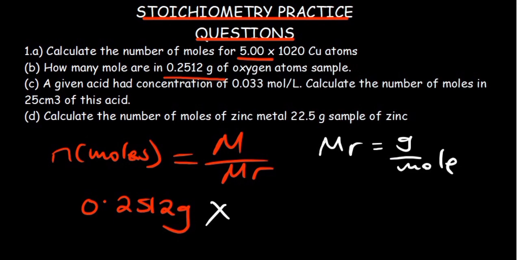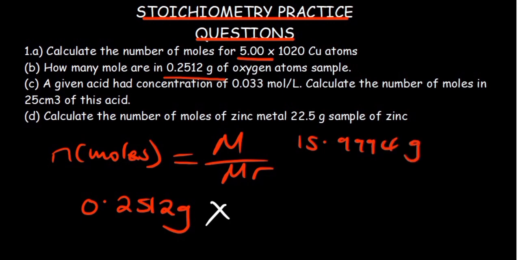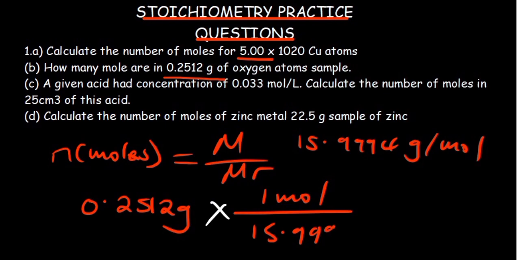For an oxygen atom, if you check your periodic table, we have 15.9994 grams per mole. We make it the reciprocal so that we have a mole over 15.9994. This matches up with what we have in the formula, meaning that you divide by the value representing the molar mass. Now the grams will cancel out.